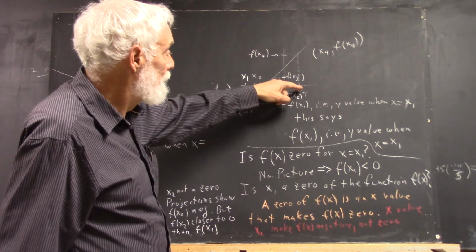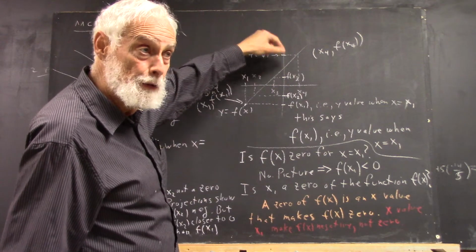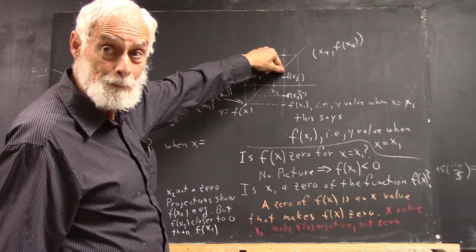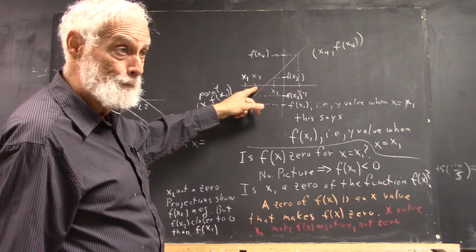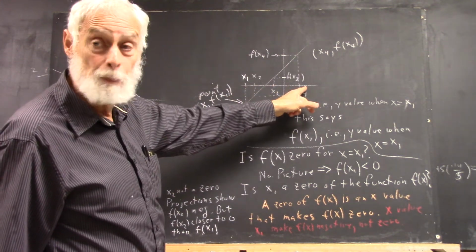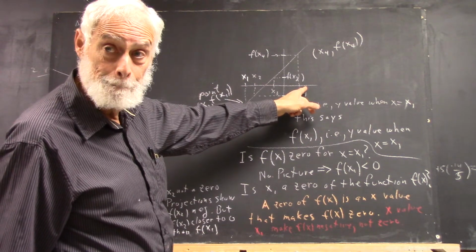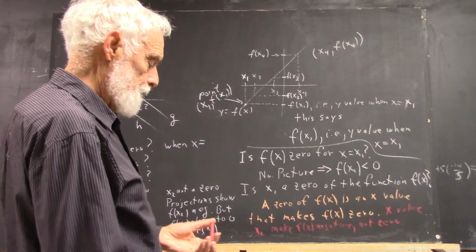And if we go to x4 here, the value of f is positive and even further from 0 than this one was, right? So from here to here, we're getting closer to 0. From here to here, we're getting further from 0, right? Okay?